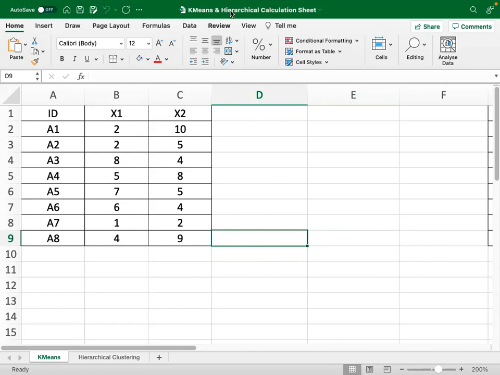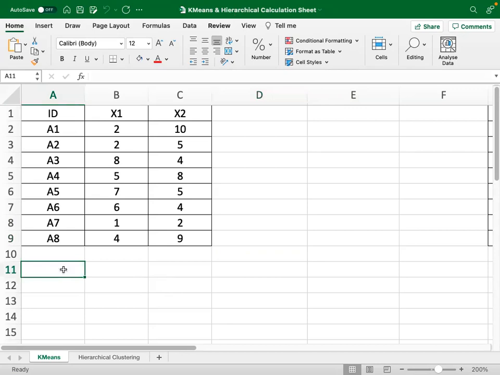So here we have two variables, x1 and x2. There is no dependent variable, only independent variables x1 and x2. Now we have to initially assume the k value.